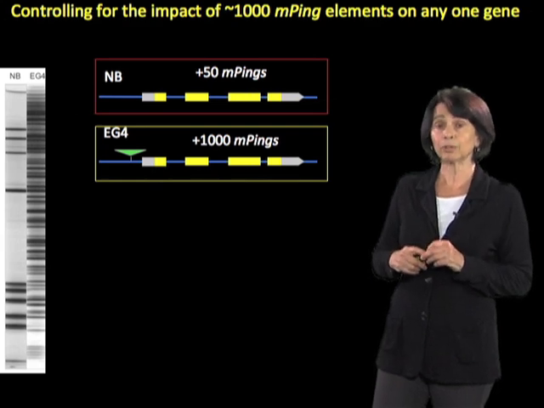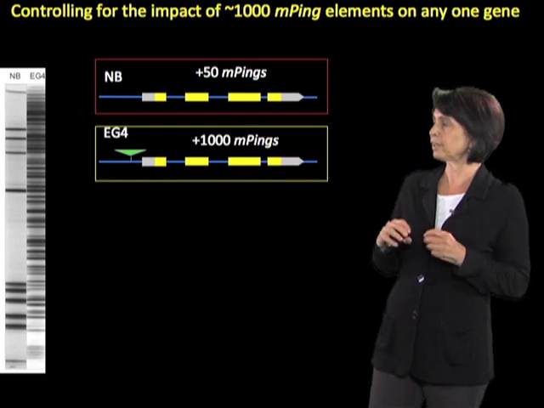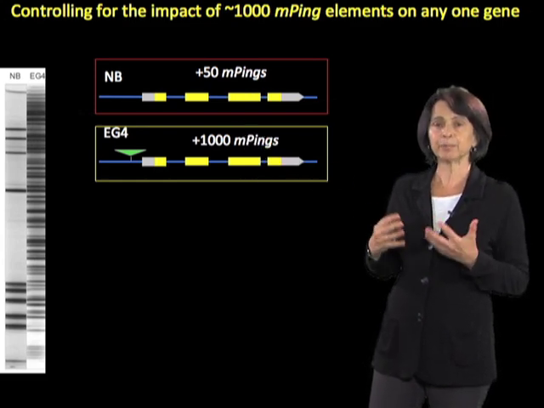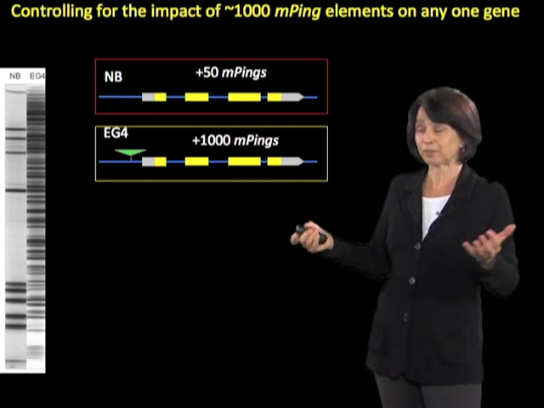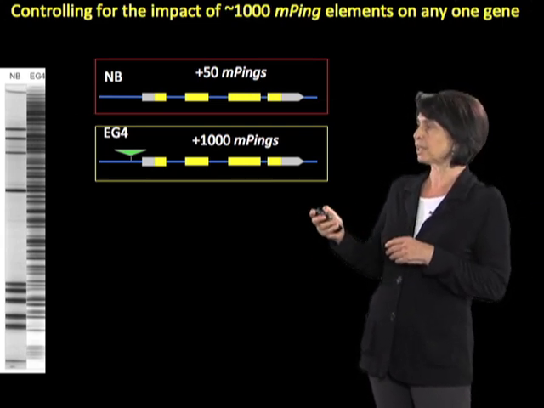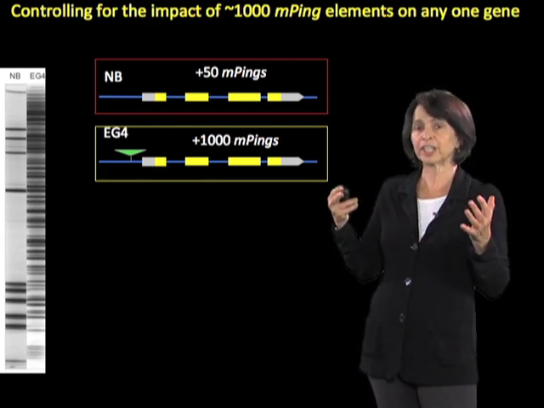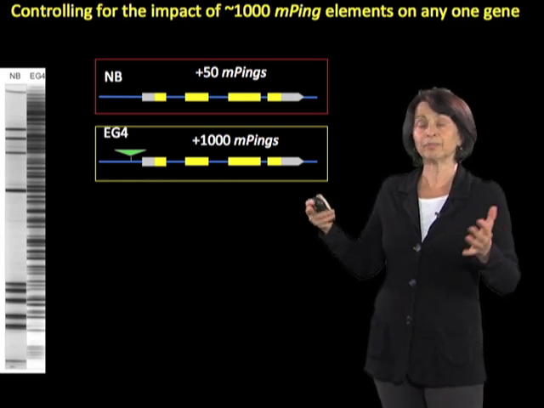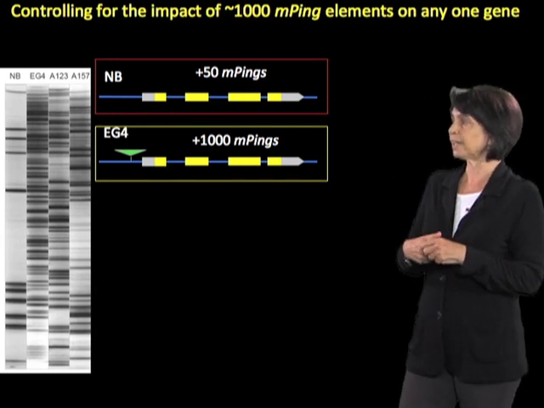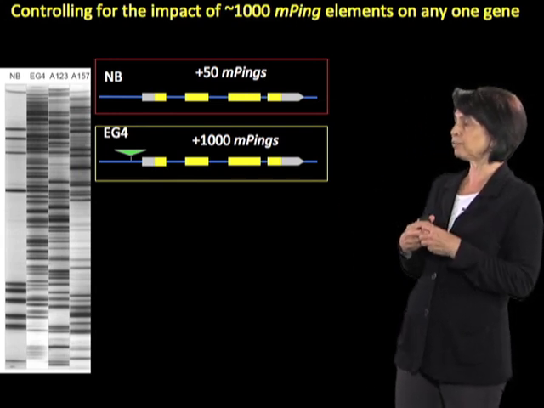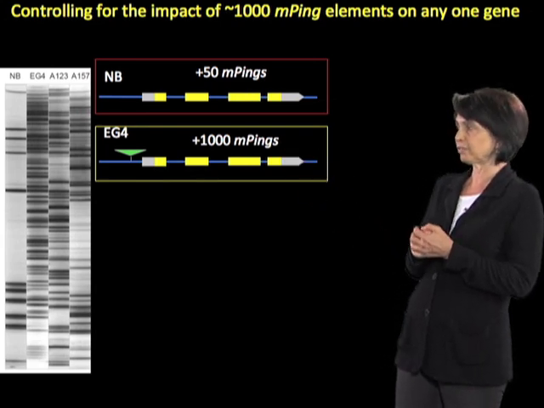What we need is a control. We need a control where we can compare the alleles with and without Emping in the same type of genomic background. And again, I wouldn't be telling you that we need this control if we didn't have one. I mentioned at the beginning that EG4 is one of a couple of land races in which the Emping element has burst, where we have many copies of Emping. And recall, I showed this transposon display, and what I'm showing here is EG4 is one of these land races, another is A123, and another is A157.